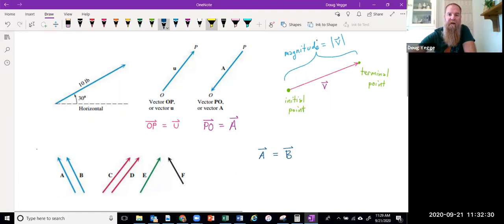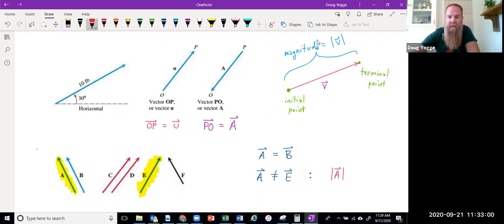But now let's take a look at, let's say, vector A and vector E. We can see that both of those vectors have the same magnitude, but they're not equal because their directions are different. So notice that vector A would not be equal to vector E, even though they have the same magnitude. What we can say, however, is that the magnitude of vector A is equal to the magnitude of vector E.